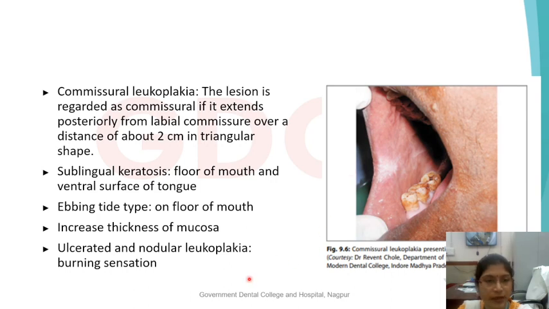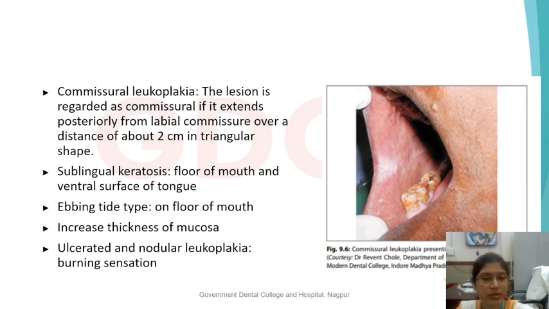Leukoplakia is regarded as commissural if it extends posteriorly from the labial commissure over a distance of about 2 centimeter in triangular shape. As you can see over here, it's extended from the commissure posteriorly in the triangular shape. If you recollect the previous picture, it was not extending directly from the commissural area, but 1 centimeter behind it. So that could not be considered as commissural leukoplakia.